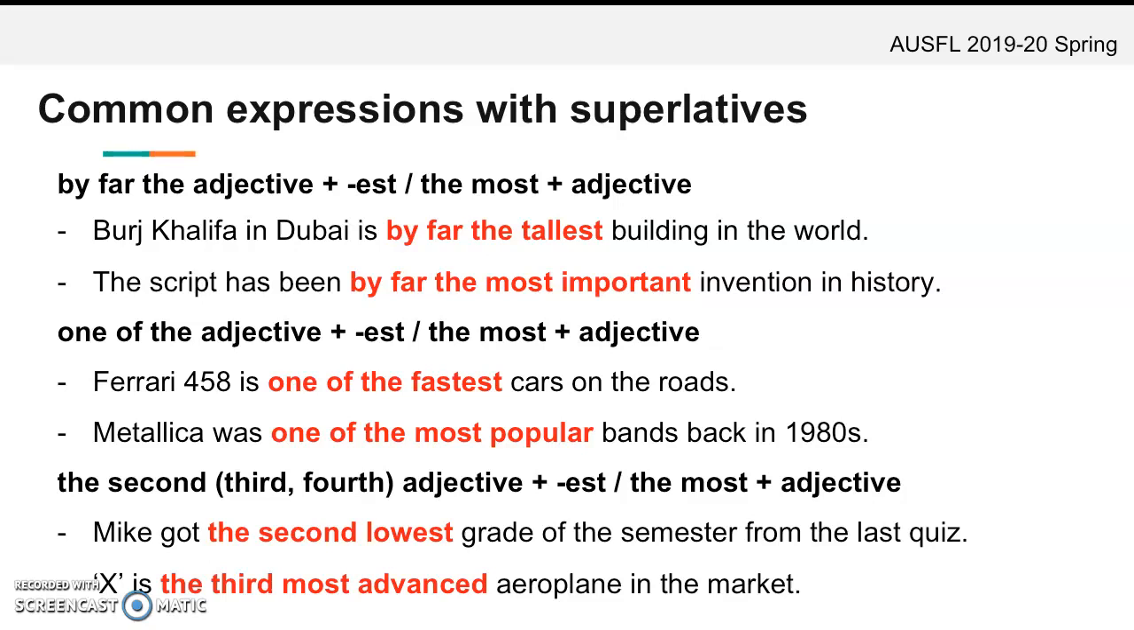When you look at the statements with by far, you should understand that there are no other buildings as tall as Burj Khalifa in the world. Also, there are no other inventions in history as important as the script.